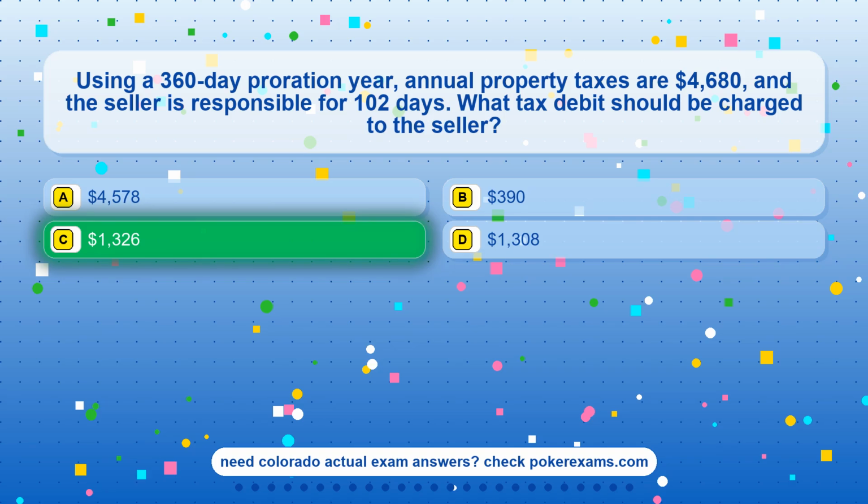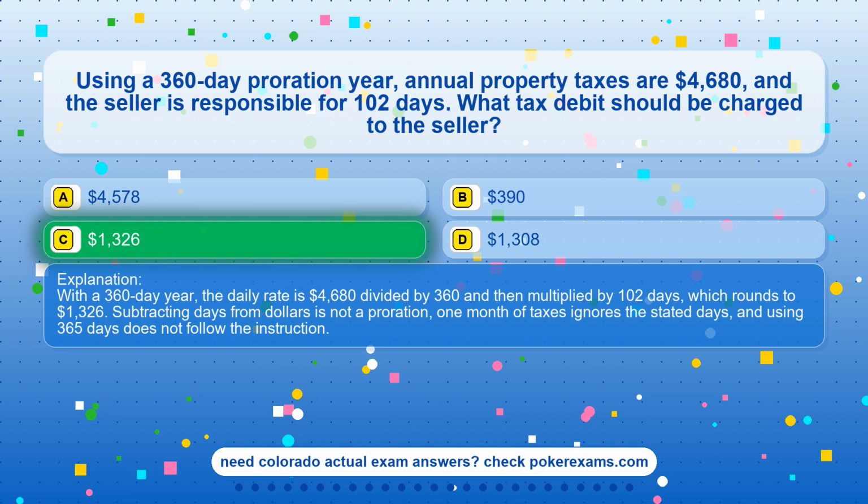The correct answer is option C, $1,326. With a 360-day year, the daily rate is $4,680 divided by 360 and then multiplied by 102 days, which rounds to $1,326. Subtracting days from dollars is not a proration. One month of taxes ignores the stated days, and using 365 days does not follow the instruction.